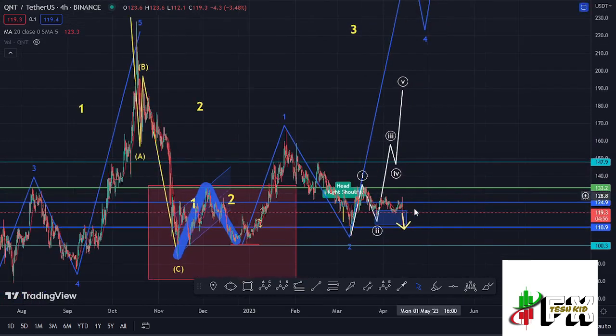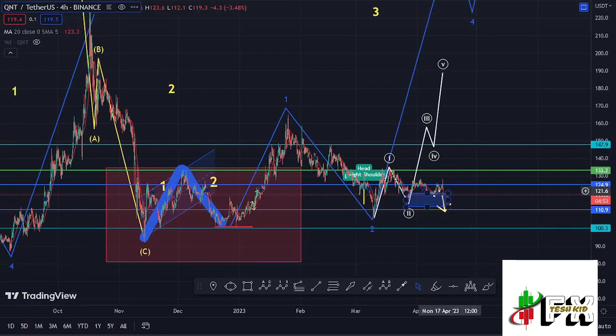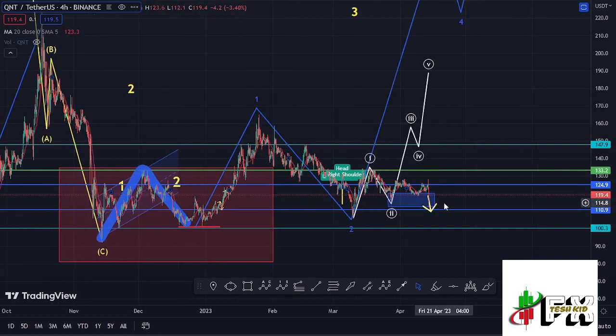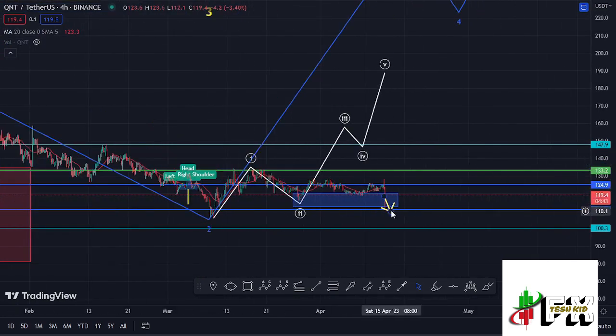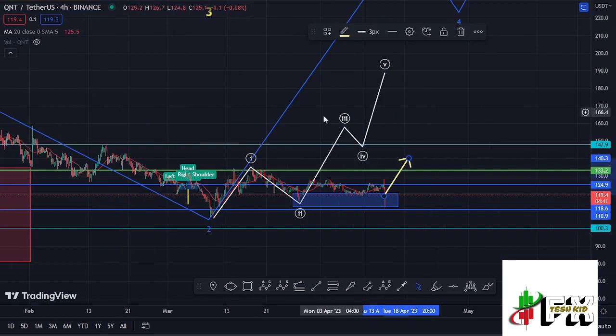Continue watching our blue target area, which lies between the $120.8 mark and the $112 mark. And as long as we are holding within that blue target area, there are high chances of seeing a reversal and continue gearing up in the formation of that wave 3.